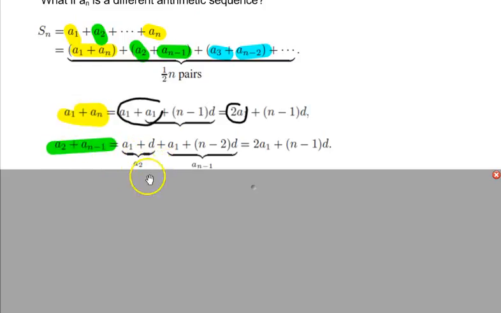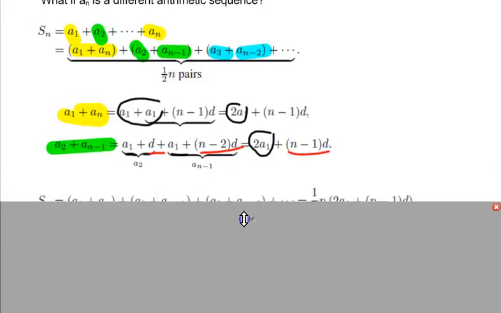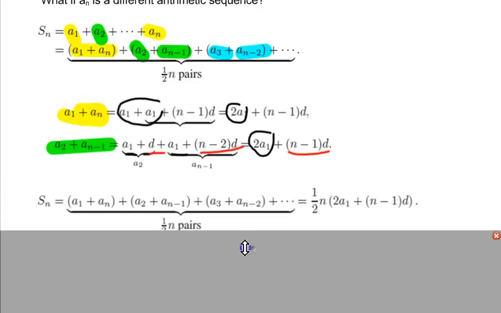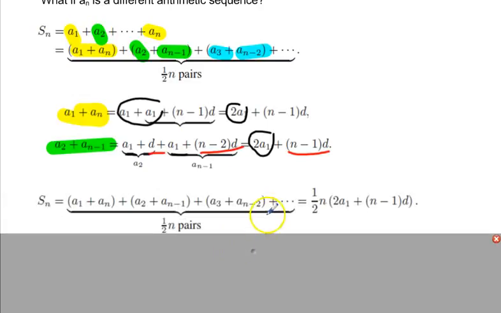Okay, let's take a look at a2 plus a sub n minus 1, the second and second to last. Well, a2, we already said before, was a1 plus the first common difference, and a sub n minus 1 is a1 plus n minus 2 times the common difference. And so when we take a look at this, we still have two a1s, and we have d plus n minus 2 times d, which ends up being just n minus 1 times d as well. And if we continue along that pattern, we see that we're really going to have one half times n pairs of 2a1 plus n minus 1 times d.